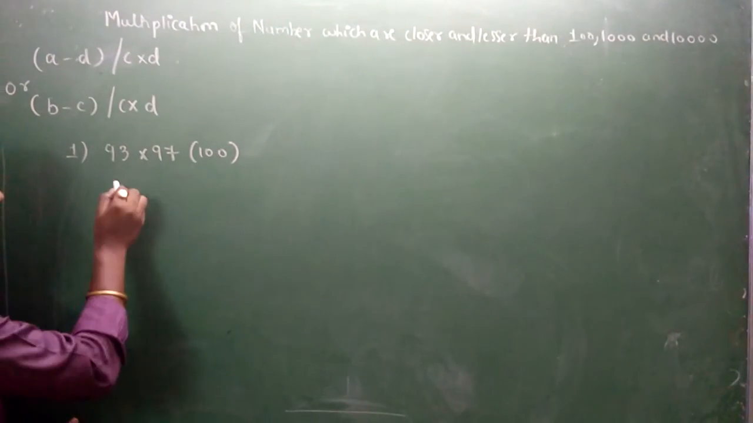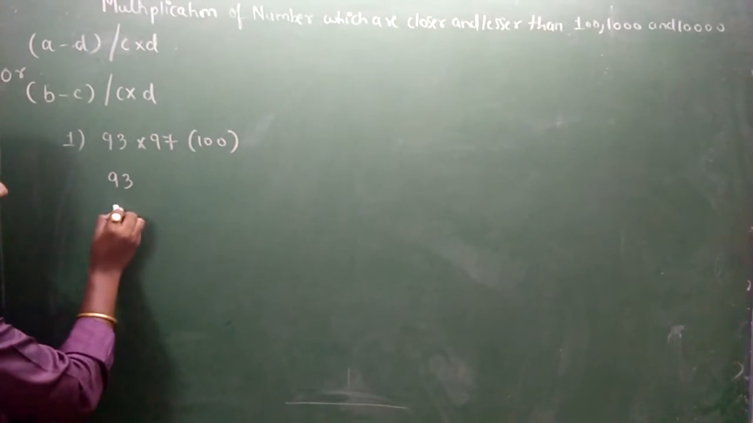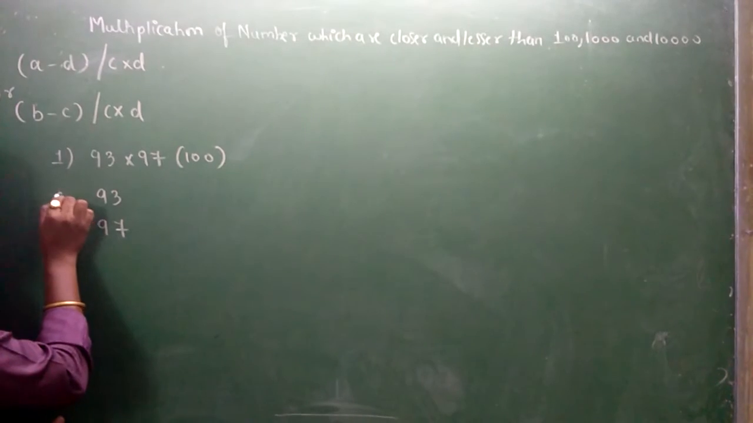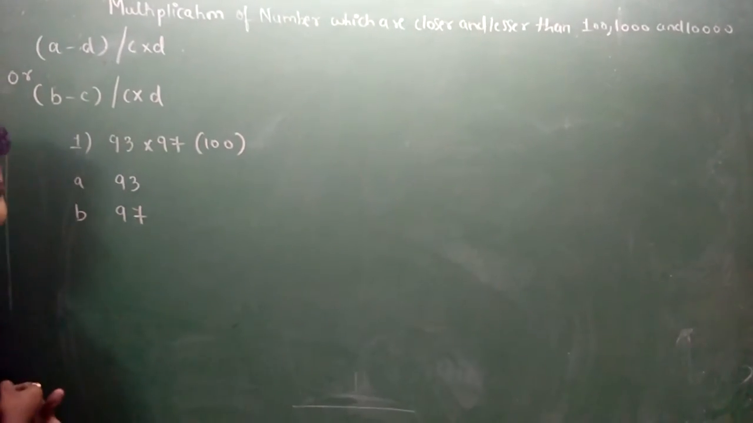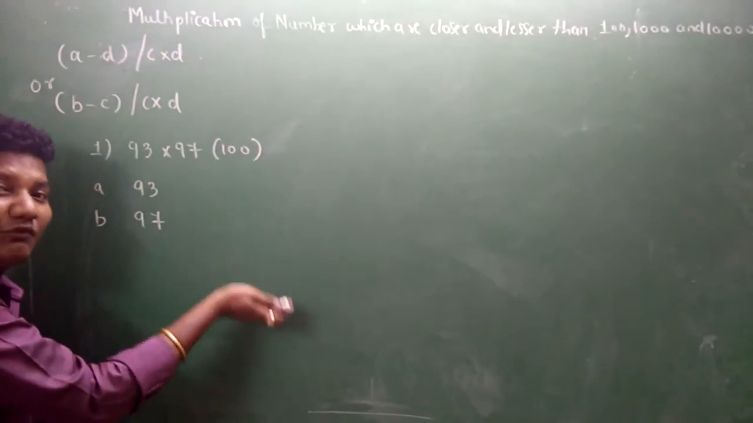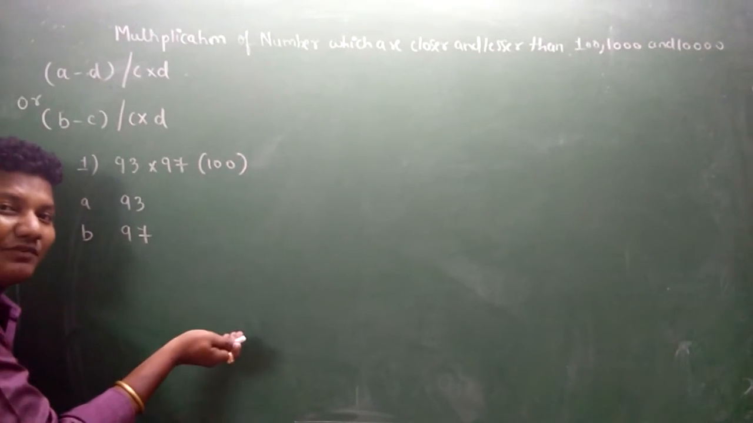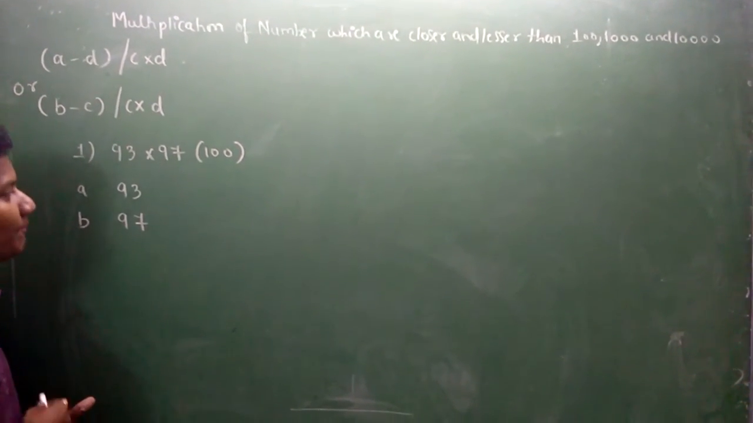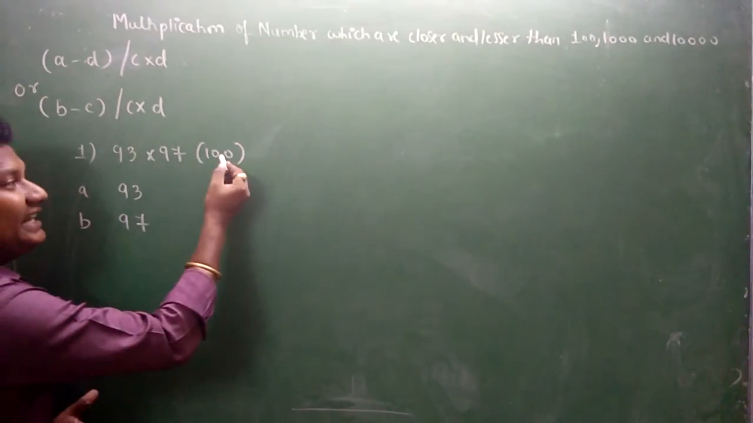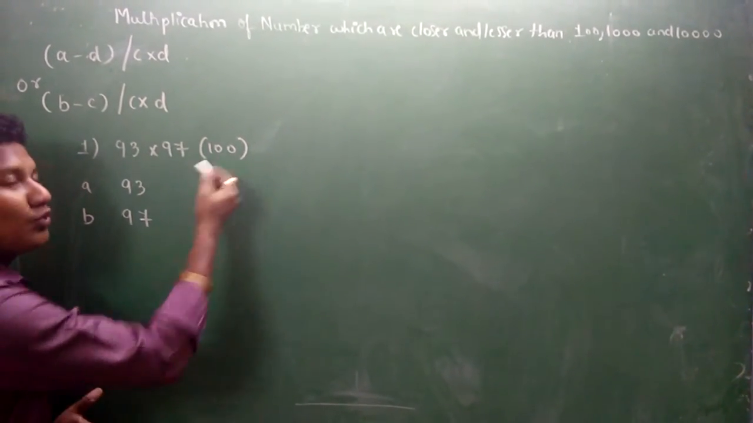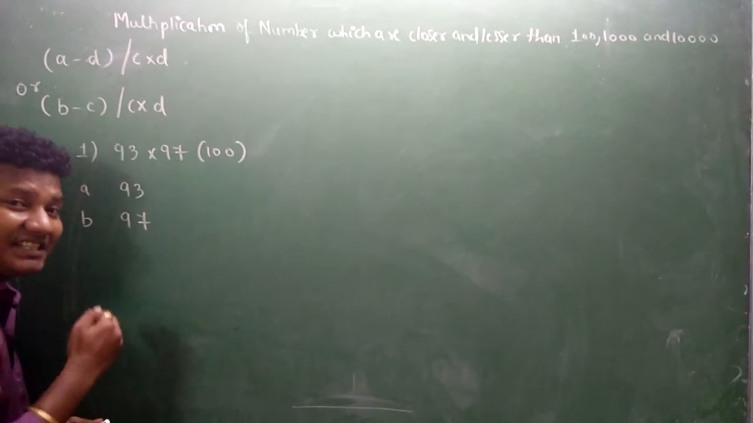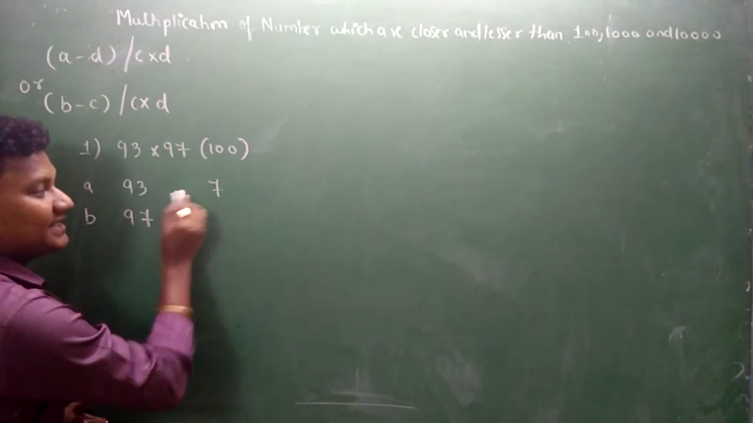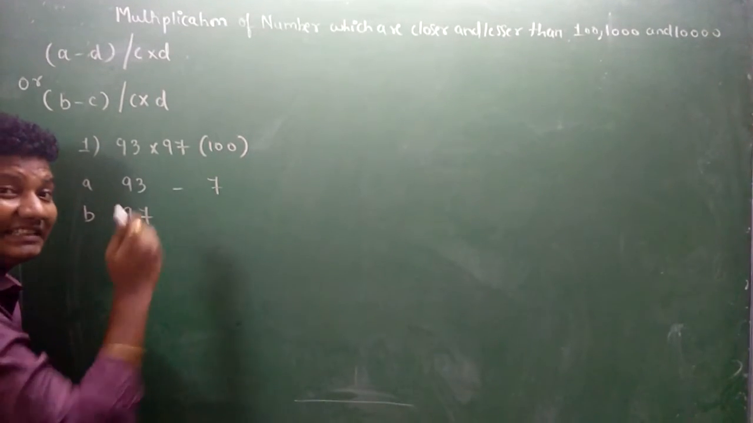Now, how to find the value of a, b, c and d? Focus here. We have to multiply 93 and 97, so we got the value of a and b. Now the challenging part is to find the value of c and d. As you get the value of c and d, substitute them in the given formula and you will get the answer. Can I say 93 is closer to 100 and 97 is also closer to 100? 93 is 7 less, and 97 is 3 less.